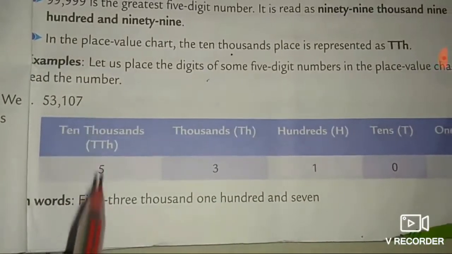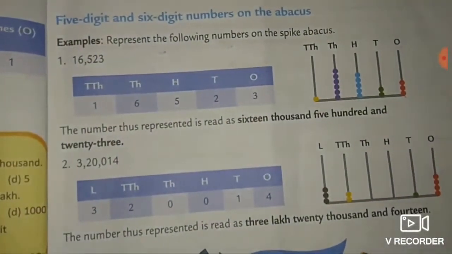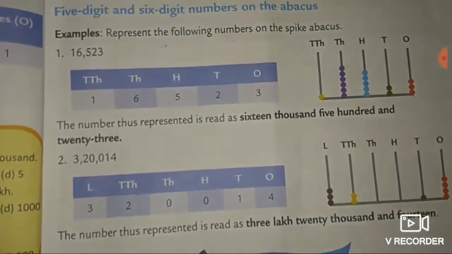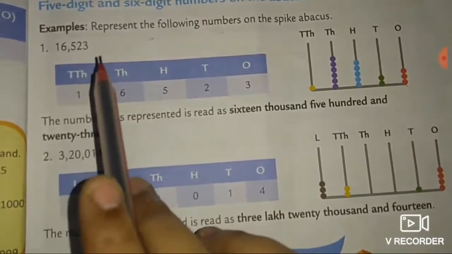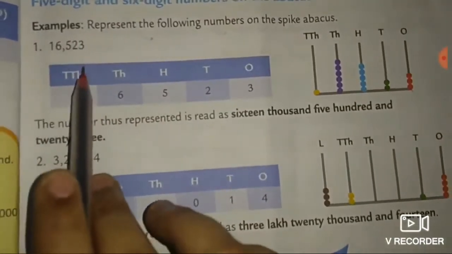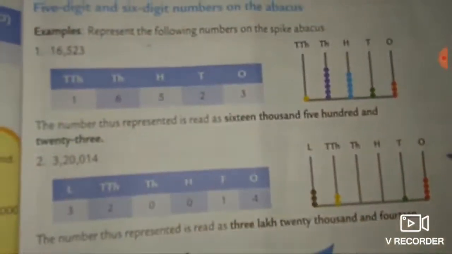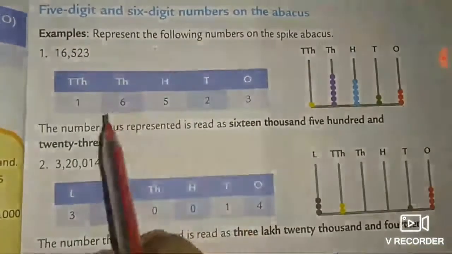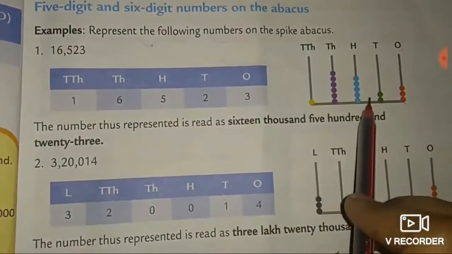Next, convert this number into words, 53,107. Next, another method: find five-digit and six-digit numbers on the abacus. Here I'm going to explain how we convert a number into an abacus and the place value chart. You can see the place value chart is there, and the abacus looks like this.